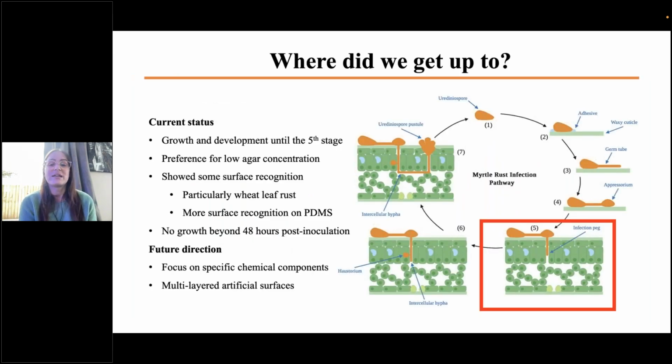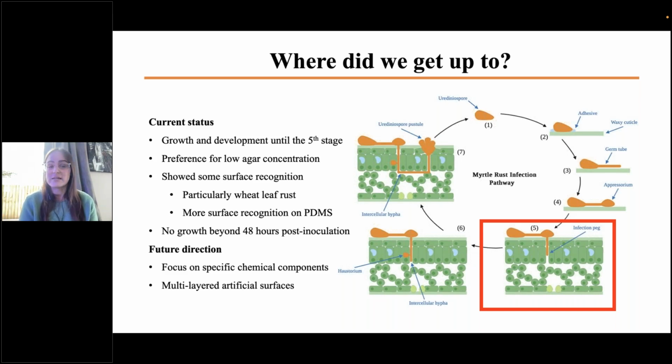So where did we really get up to? We were getting up to that sort of 5th stage on that asexual reproductive cycle. They had a preference for lower agar concentrations, showed some surface recognition, particularly from wheat leaf rust and particularly on that PDMS leaf replica surfaces. We had growth up to 48 hours, but nothing further than 48 hours.